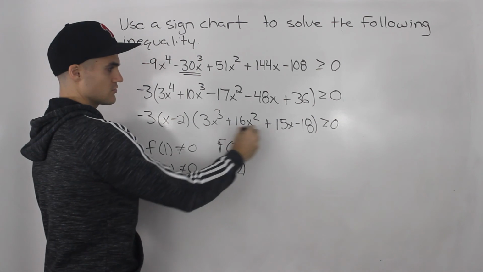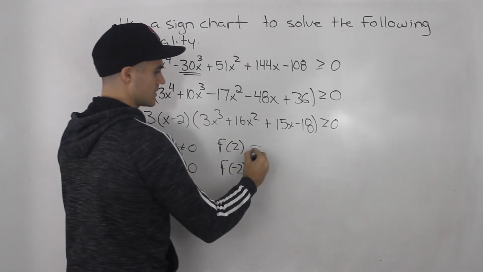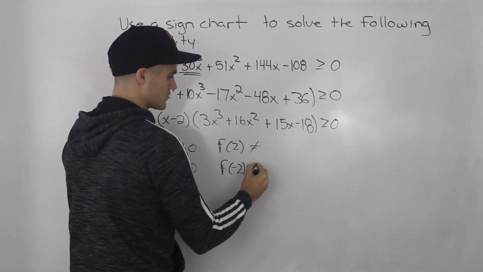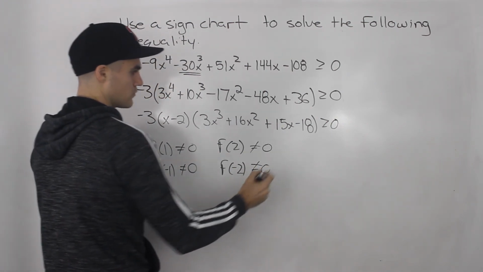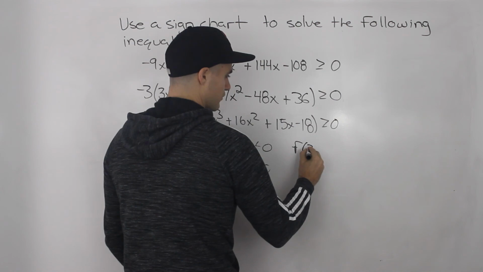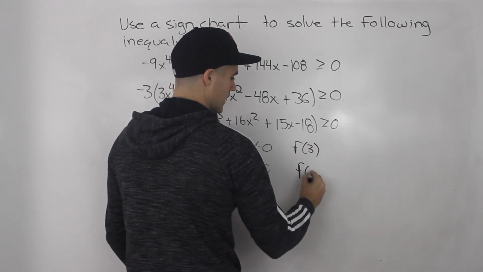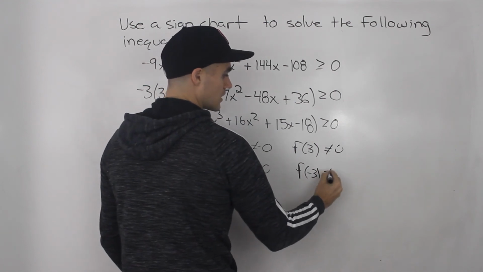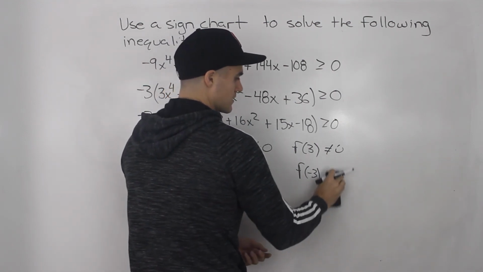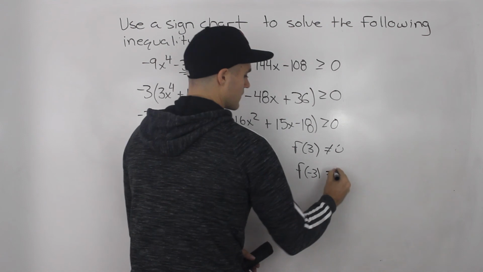So if you plug in 2 for this cubic, it's not going to equal 0. If you plug in negative 2, that will not equal 0 either. What if we try f of 3, and then maybe negative 3? Well, 3 won't equal 0 either, but negative 3 will equal 0. Sorry, I meant to write equals 0.